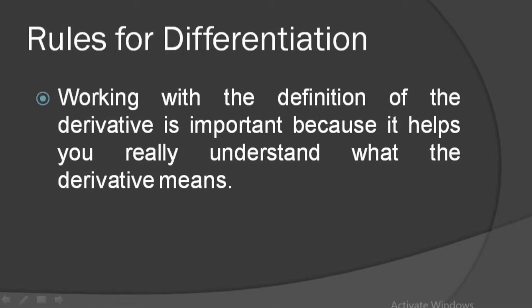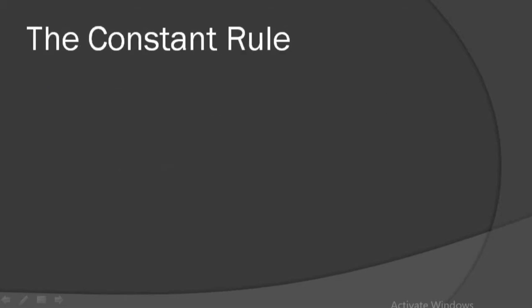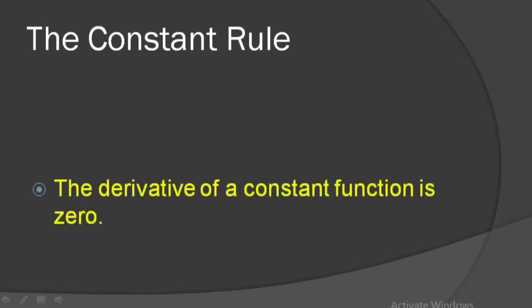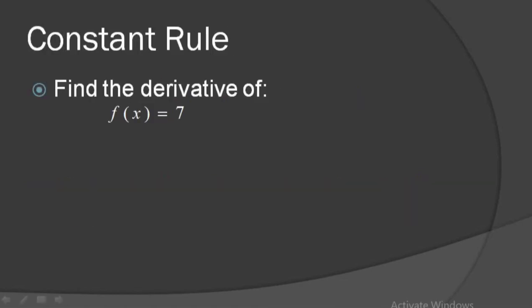Now, rules of differentiation. Working with the definition of the derivative is important because it helps you really understand what the derivative means. The first rule of derivative is the constant rule. The derivative of a constant function is always 0. Here we consider c is a constant function. Then the derivative of c with respect to x is 0 because c is a constant function. Using the concept of the constant rule, we will solve some examples.